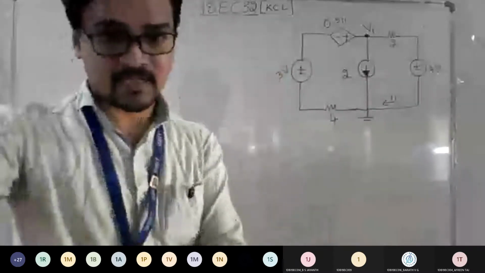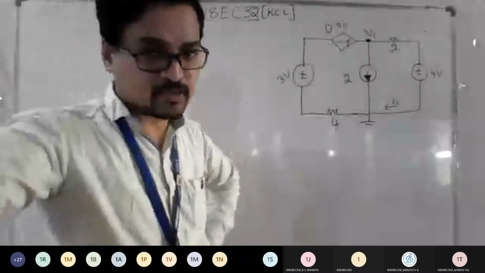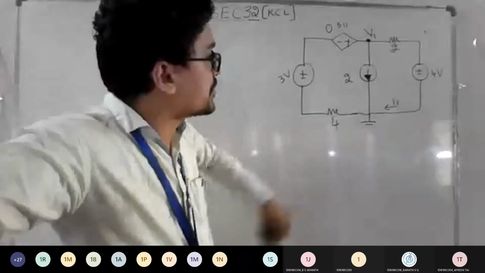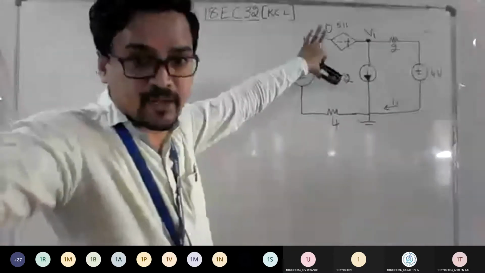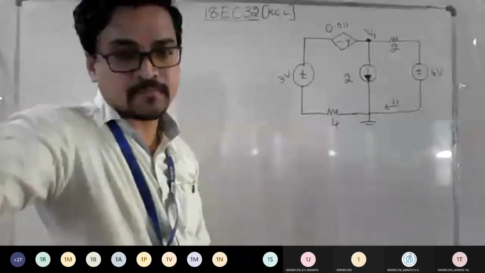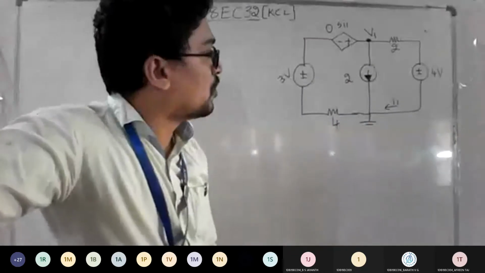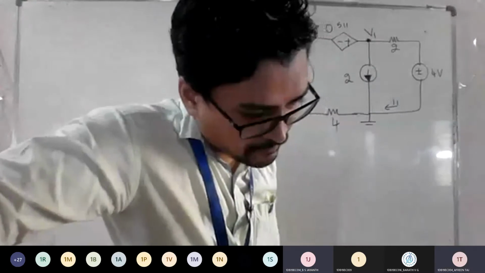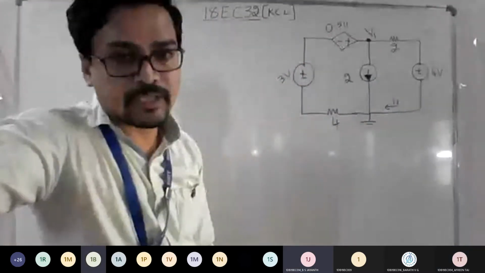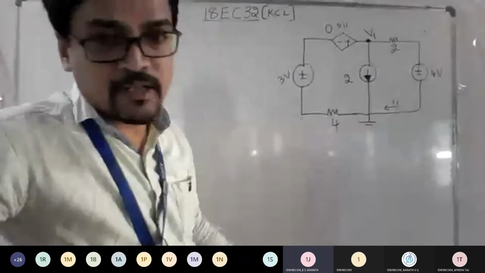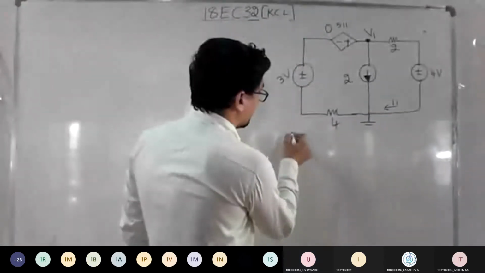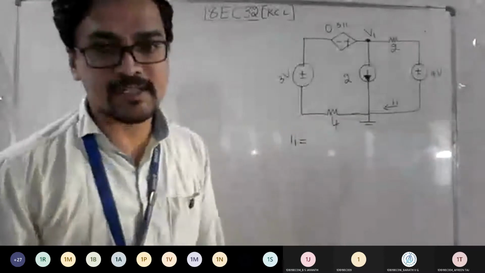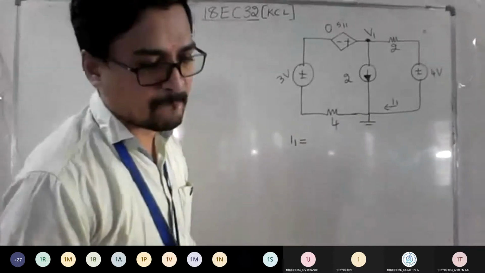I will give you a chance to solve this now. Check it out. It's just a single node problem. The only thing you should be aware of is the dependent source. So what type of dependent source is given? Current dependent voltage source, sir. Current dependent voltage source. Before solving this, I want to know what is I1. If you are able to tell what I1 is, then you can solve the rest easily, it's just substitution.